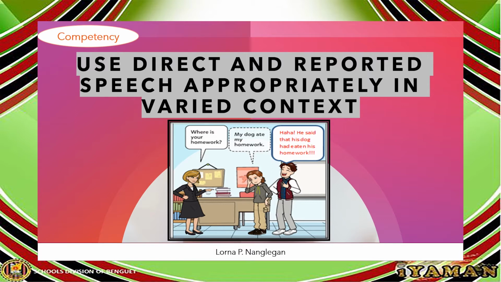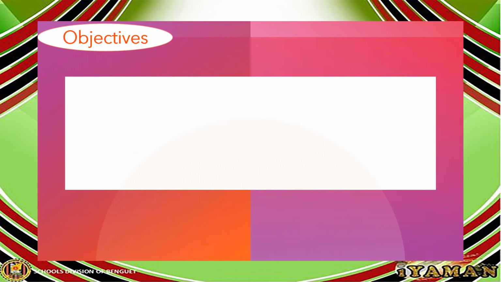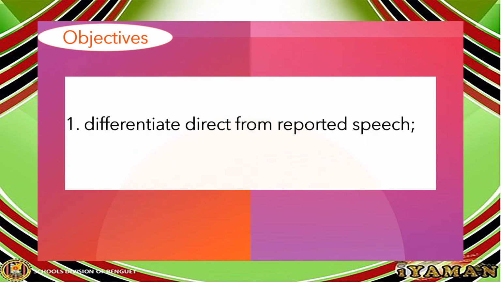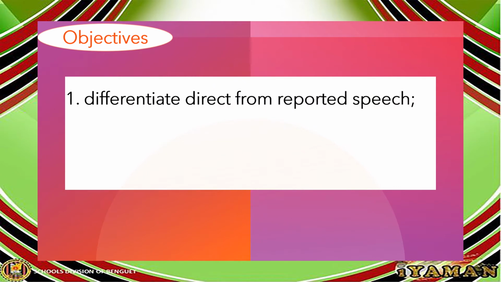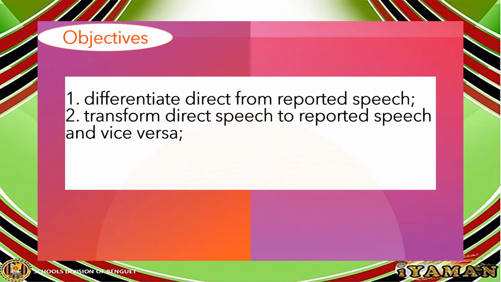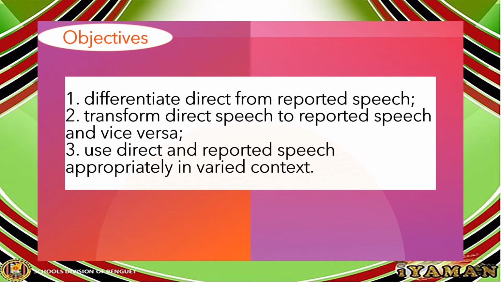At the end of this module, you are expected to have mastered the following objectives. First, differentiate direct from reported speech. Second, transform direct speech to reported speech and vice versa. And the last one, you are expected to use direct and reported speech appropriately in varied contexts.